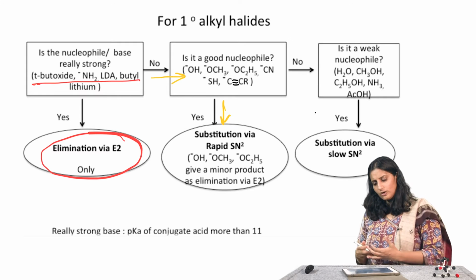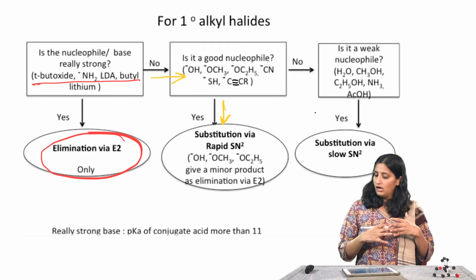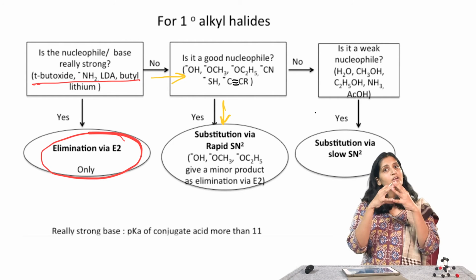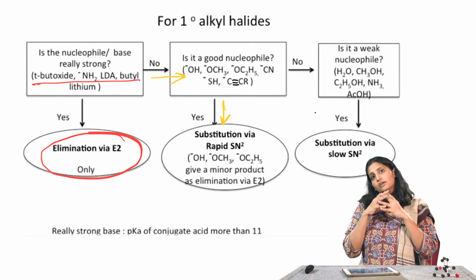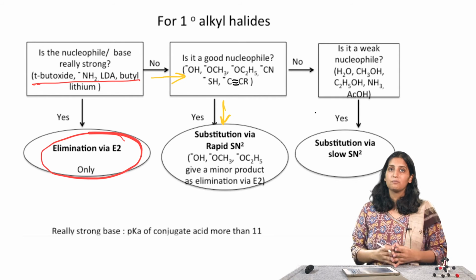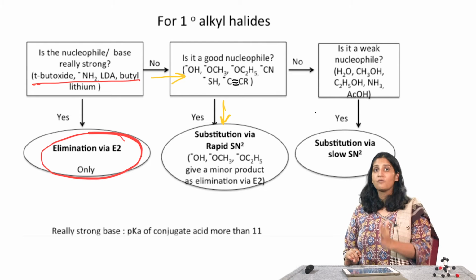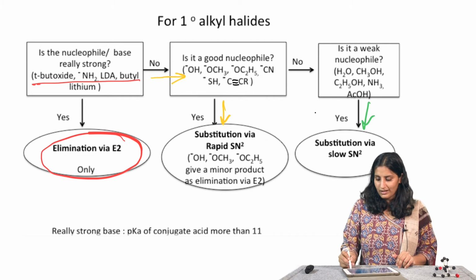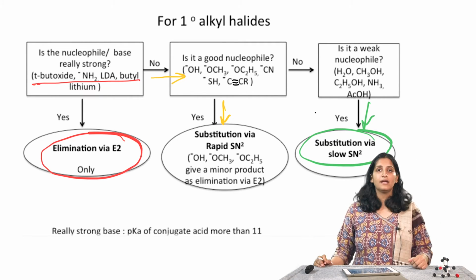If that is still not the case, and if you have a really weak nucleophile like water, ethanol, methanol, ammonia or acetic acid, all of these are really weak nucleophiles, then substitution will happen, but it will happen very slowly via SN2. Again, it will be a slow reaction because SN2 requires a really good nucleophile. So, the final thing that can happen is substitution via SN2. That is the fate of primary alkyl halides.